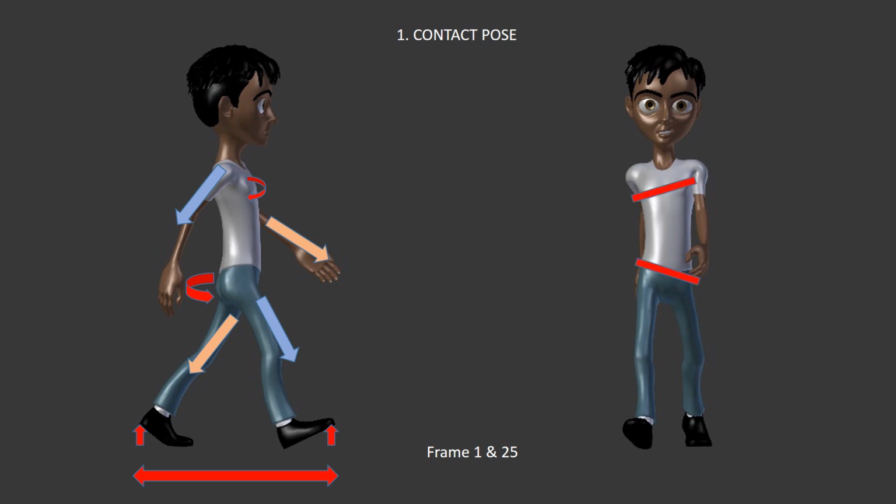In the front view, we rotate the hips so that it looks like we place the weight of the body on the front leg. The chest then rotates opposite the hips. You should also rotate the feet in opposite directions slightly to make it look more realistic, but then again, it depends on the style of your character's walk. The contact poses are on frames 1 and 25.